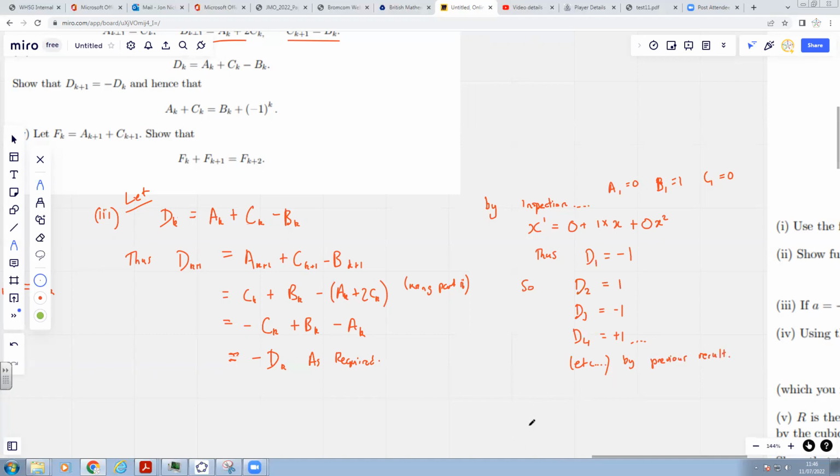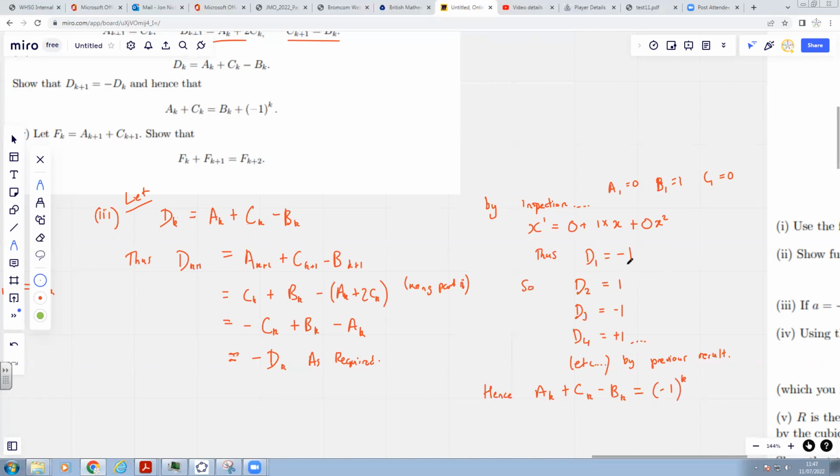Oh, that's nice. And hence, AK plus CK minus DK, well, sorry, minus BK. Remember, that DK is just alternating its sign, yeah? And it's starting off with a minus 1 to the power of 1, yeah? When k is 1. So we're at the right point, if you see what I mean.